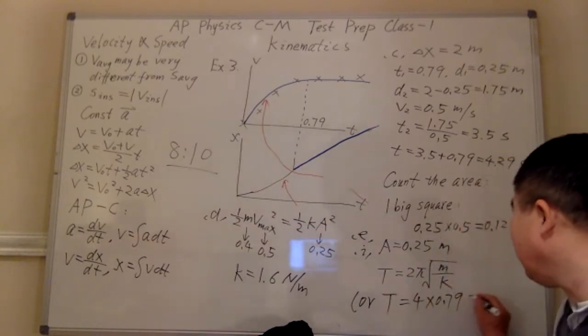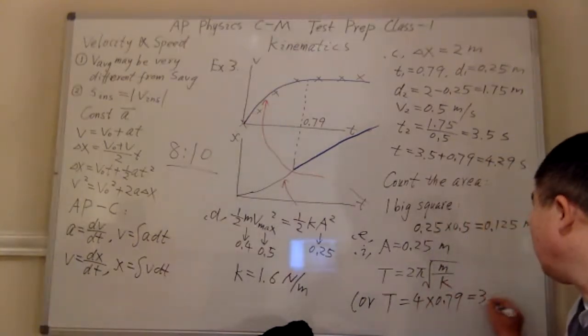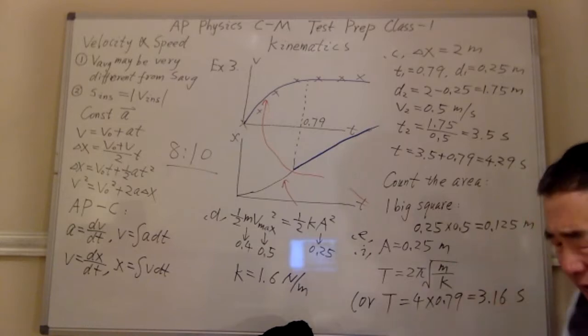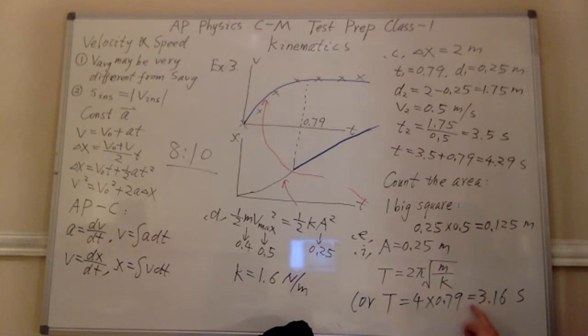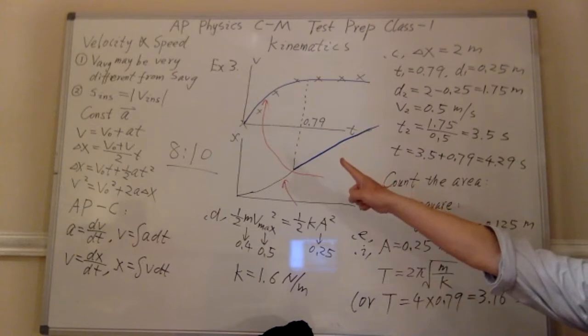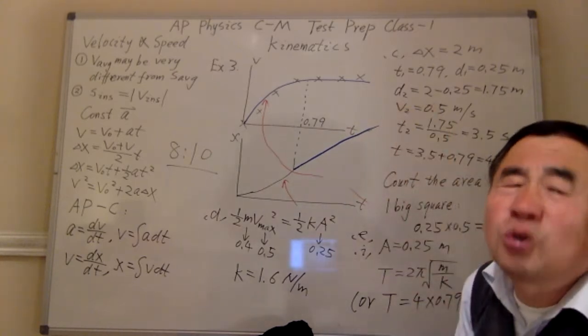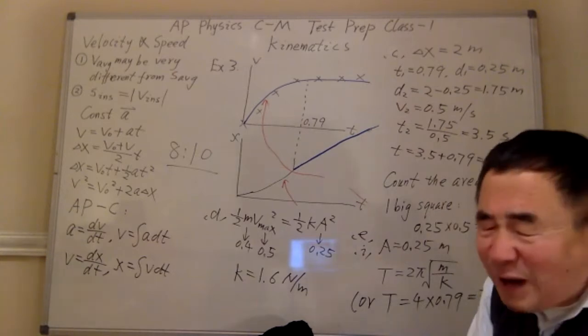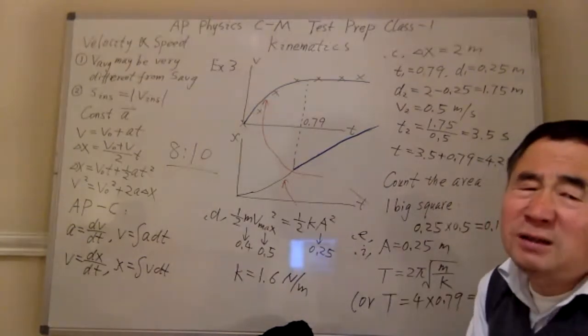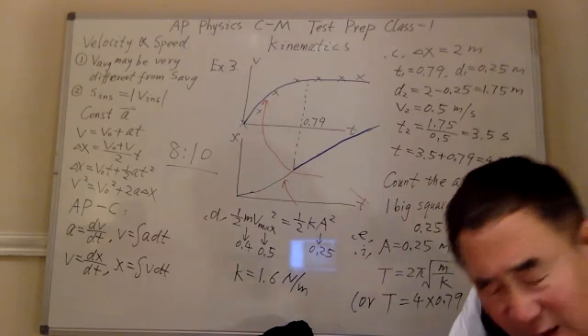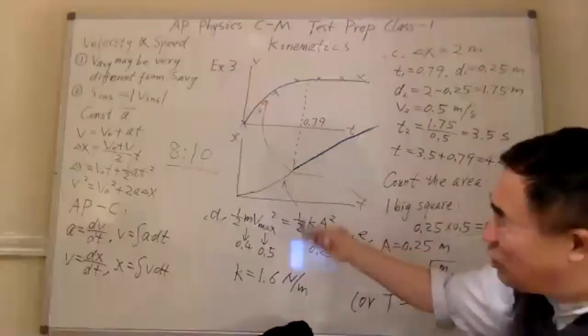You can say this one equal to 3.16 seconds. Using this one is better, because that's based on experiments. You're told that from the maximum compression back to origin takes 0.79, multiplied by 4. Makes sense? That is how to solve this kind of graphing problem. The major part is graphing kinematics. It's not just kinematics, they try to tie displacement, velocity, and acceleration together.